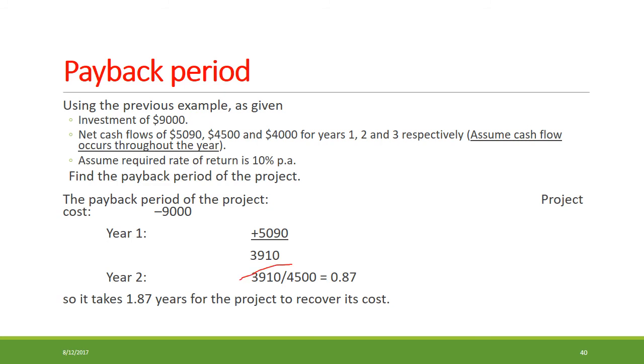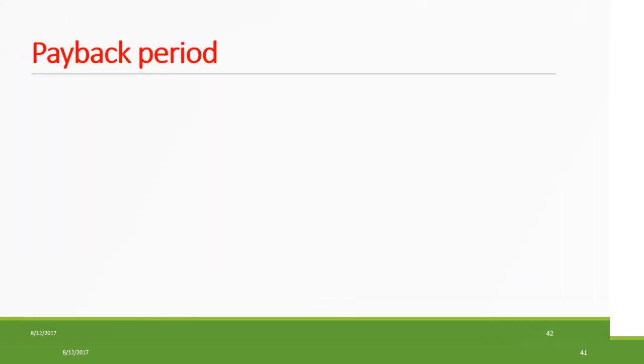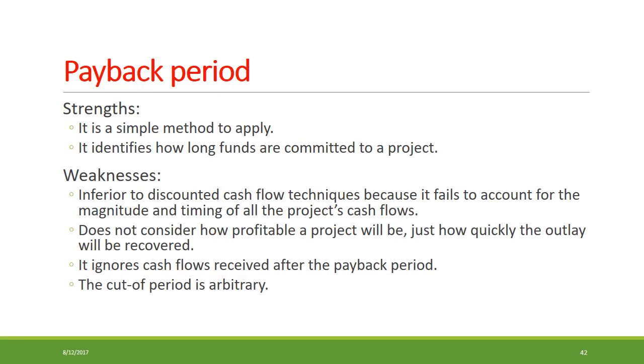Right, so this is how we work out the payback period for the project. If our cutoff period is 2 years, then we accept this project here because the payback period is less than 2 years. But if we choose a cutoff period of 1 year, then we reject the project, right? Because the payback is longer than 1 year. So the cutoff point here is a bit arbitrary.